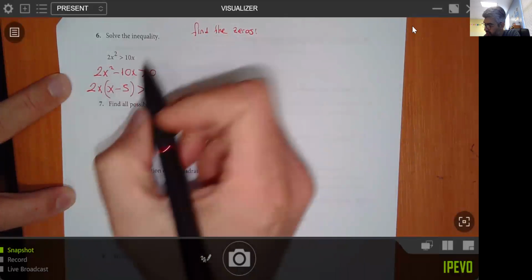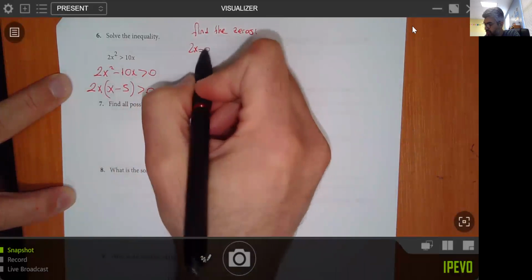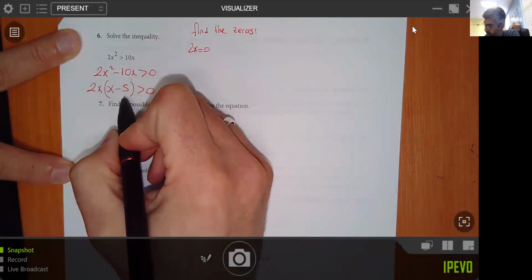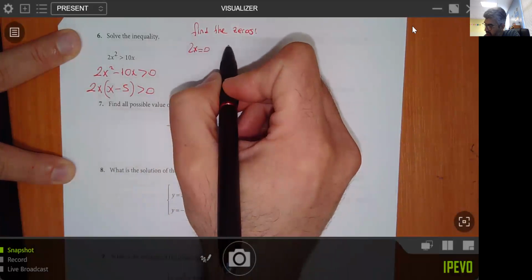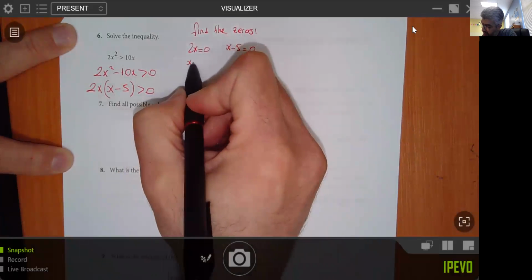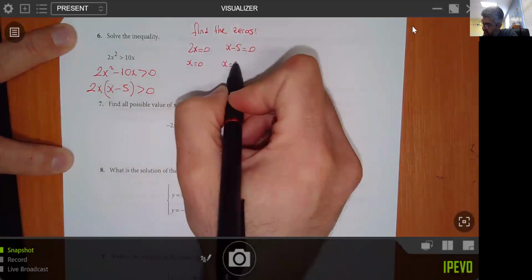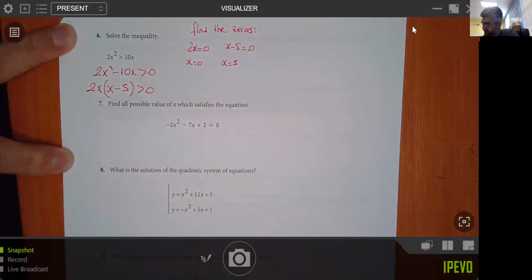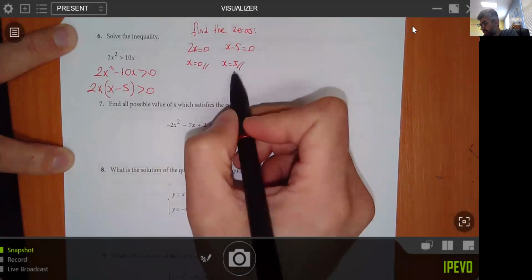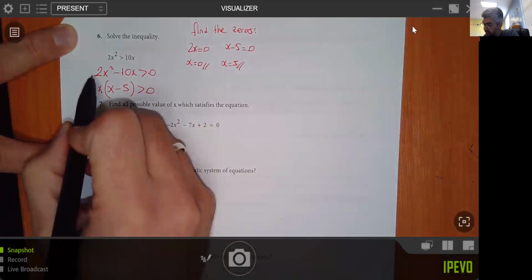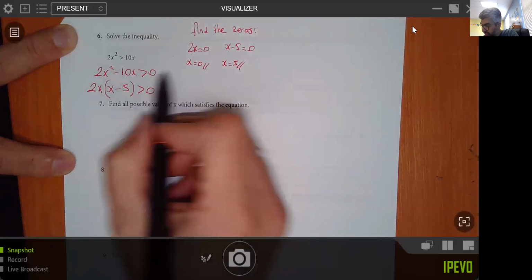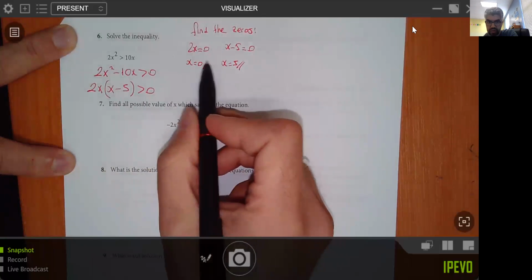How do I find the zeros of a function? The product. So I write each factor equals 0. 2x equals 0, and the second factor is x minus 5 equals 0. From here, x is 0. From here, x equals 5. Cool. But these are the zeros. They are not making this function greater than 0. They are not making it positive. They make it 0. Because of that, they are called zeros.